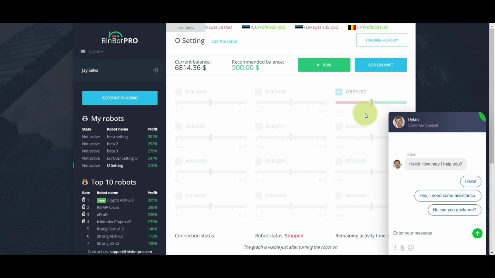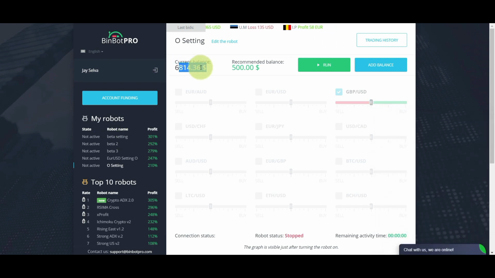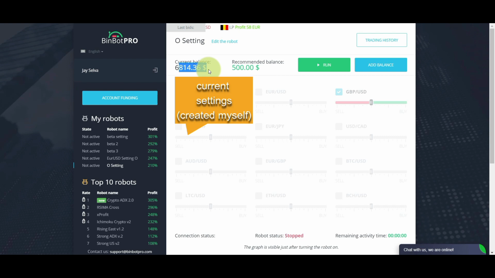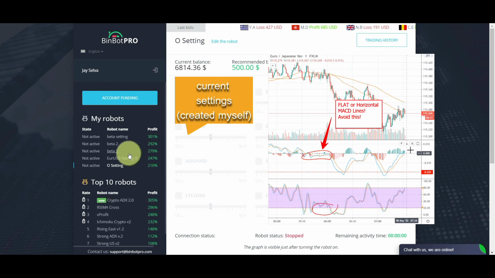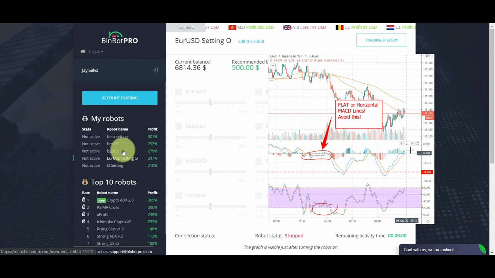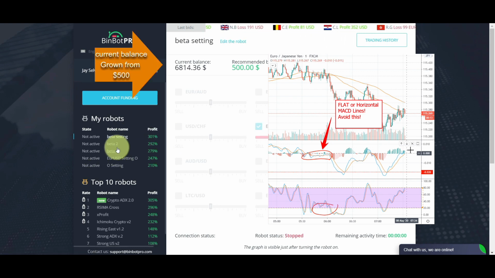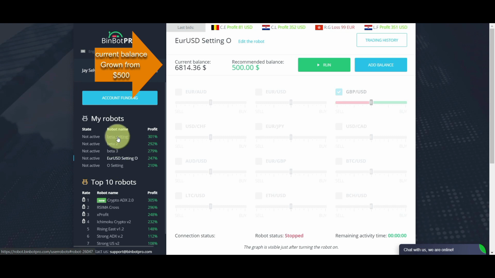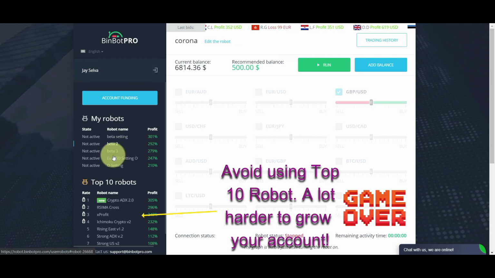Here you will also notice that it is an easy way to counter check the MACD indicator on whether I should actually turn on the robot or not. If the MACD is moving away from the zero line, which is the middle line of the indicator, and it is not horizontal, I will usually turn on the Binbot Pro software for one single trade.